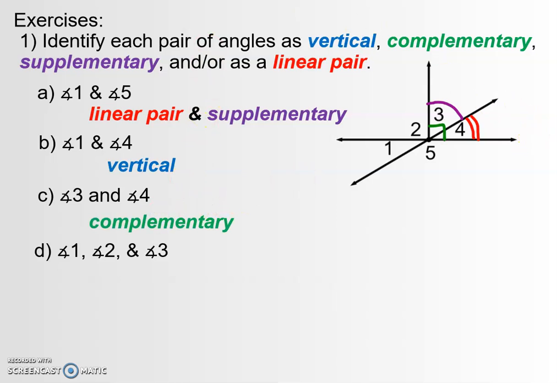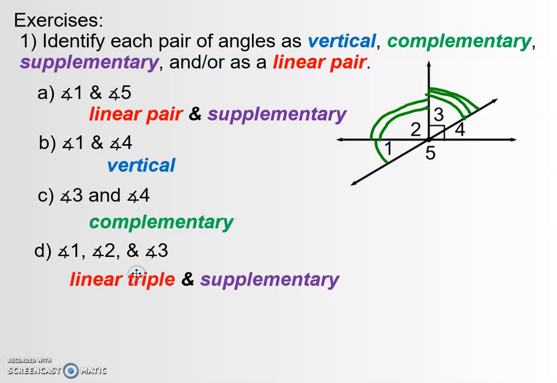And finally, we want to see what we can say about angles 1, 2, and 3 together. So angle 1, which takes us here, angle 2, which takes us there, and angle 3, which takes us there. Well, you'll notice that if you put those 3 angles together, 1, 2, and 3, we get this straight line. So that means they'd be a linear, not pair. Pair would imply 2. There are 3 of them, so maybe a linear triple. And of course, they would be supplementary. They add up to be 180 degrees.